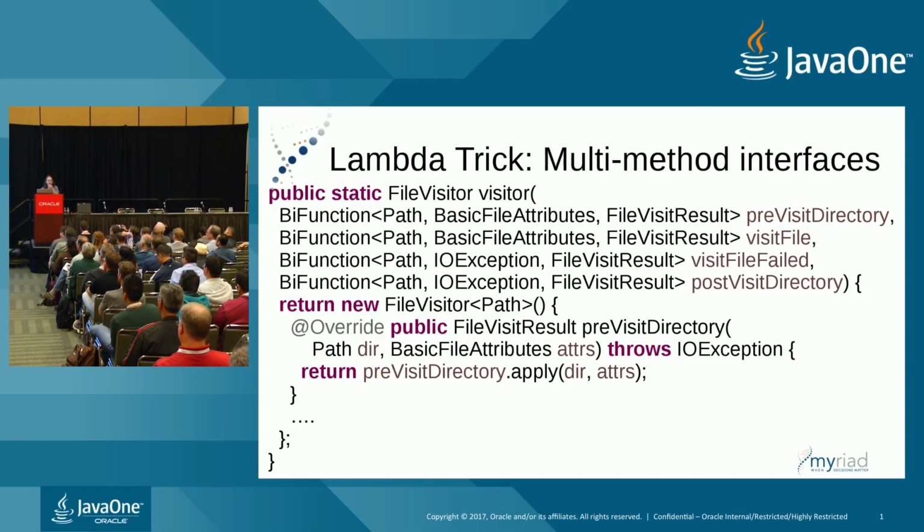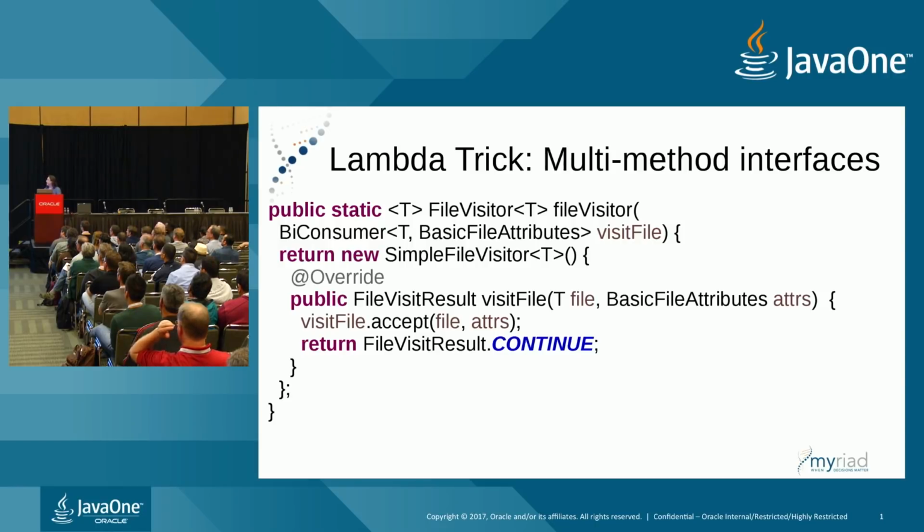So that's nice, but it's a lot of work. Maybe in your typical use case, you want to just recursively go through an entire file tree. You want to look at everything, and you always want to keep going. And in that case, the visit file method's the only interesting one. So instead, we could do something like this, where we just take in a single lambda expression for the thing we care about, and then the others can have default behavior. It turns out there's a simple file visitor class that makes it easy to have default behavior for the methods that you don't want to override.